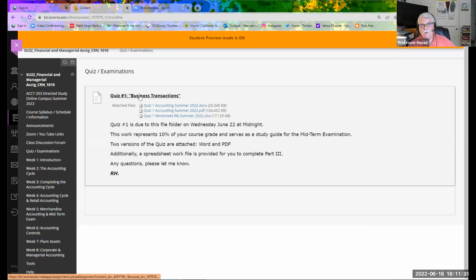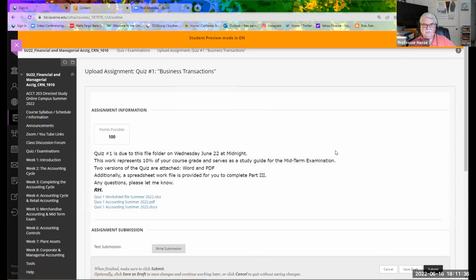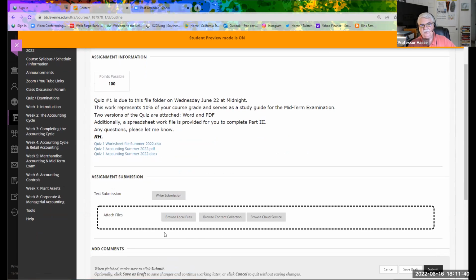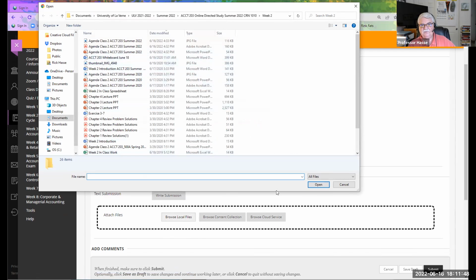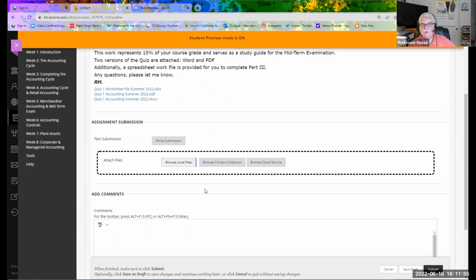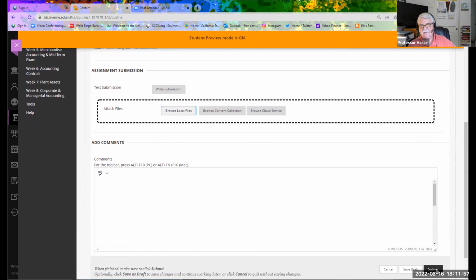Then all you do is open up this file folder by clicking on the table, and up comes an upload version of Blackboard. Then all you do is drag the files over here to the attached files, or just go to browse local files, find your files, hit open, and then they'll upload your work files. But don't forget to hit submit. You hit submit, then I will get your files and I can grade them.